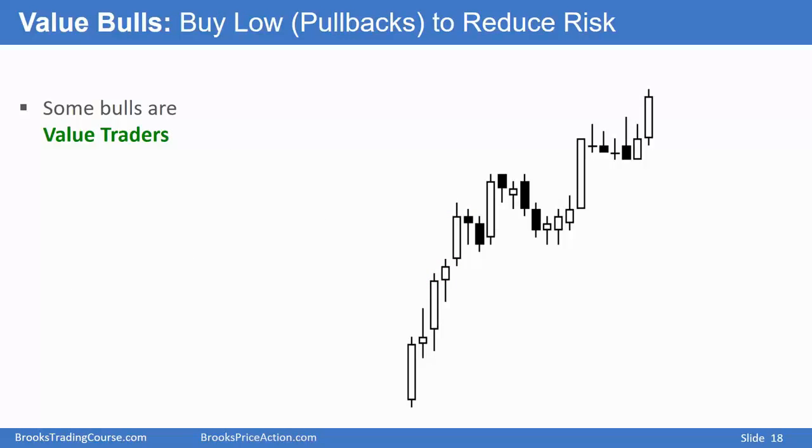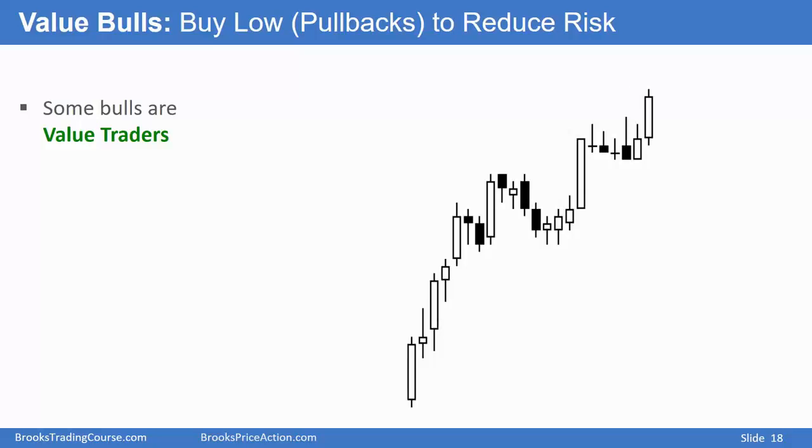Some bulls are value traders. Some bulls are momentum traders. They just keep buying as the breakout is continuing, confident that they'll make money. Other bulls rather buy pullbacks because they want to reduce their risk. By buying a pullback, you're buying at a time when the bull trend is not quite as strong, so the probability of a profit is less.